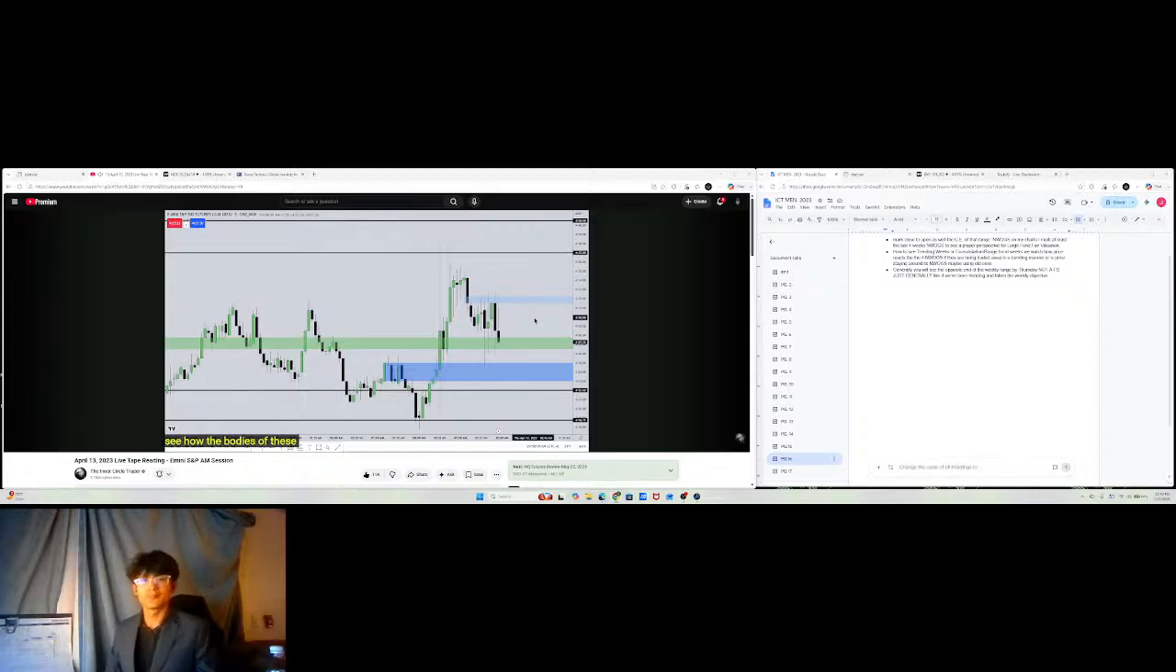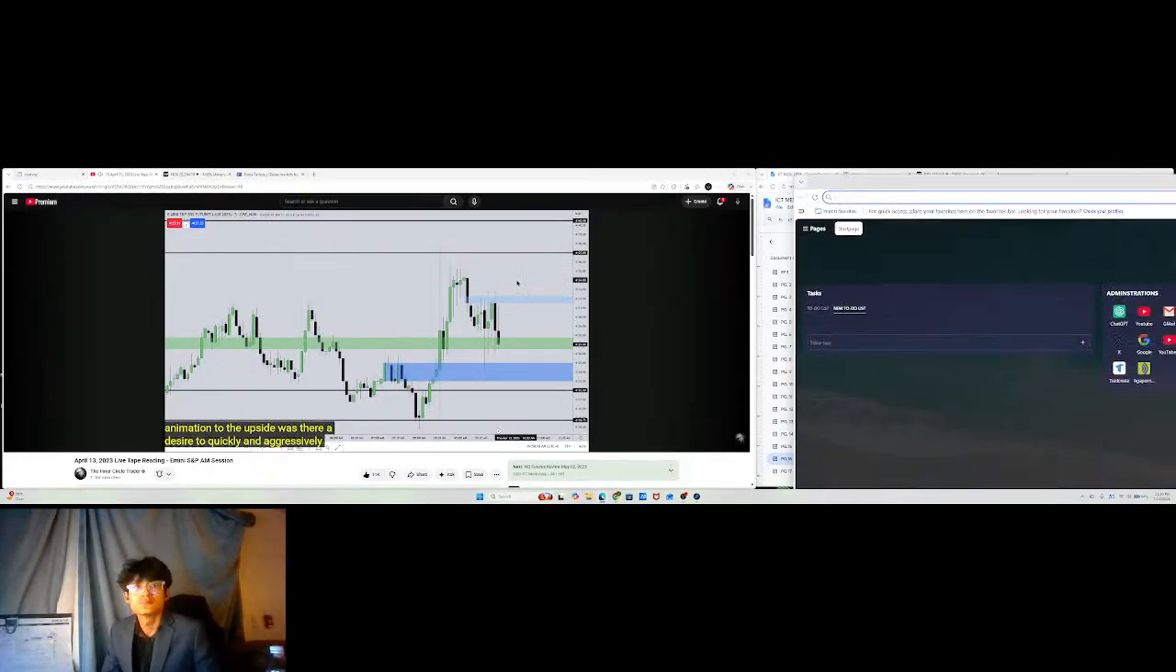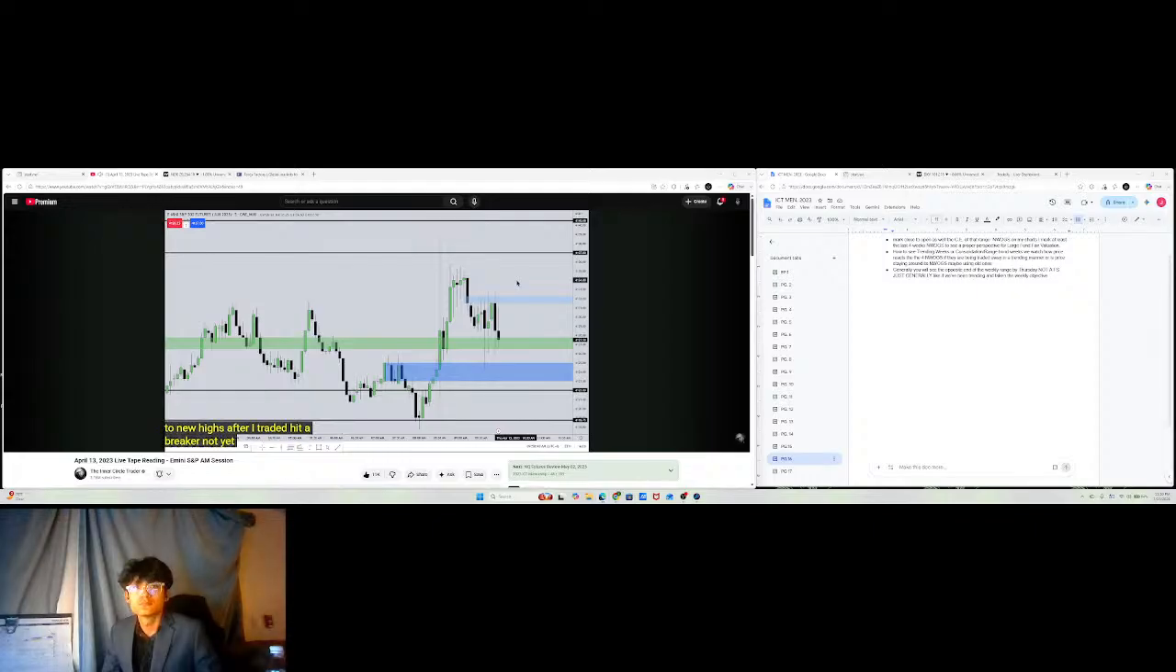See how the bodies of these two candles here are respecting that fair value gap? So incorporate that with the rush to get above here for the buy side. It went up to a premium array, which is the new week opening gap low, an older one, but still nonetheless it's there. And then the market trades back down into bullish breaker. Have we seen animation to the upside? Was there a desire to quickly and aggressively run to new highs after it traded to the breaker? Not yet. What's holding it back?